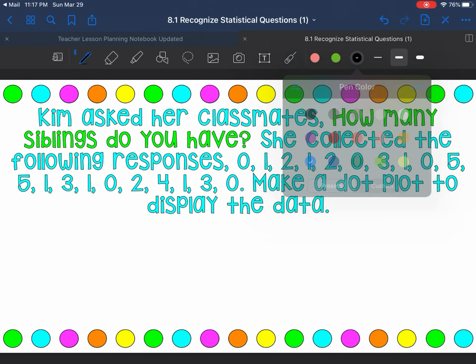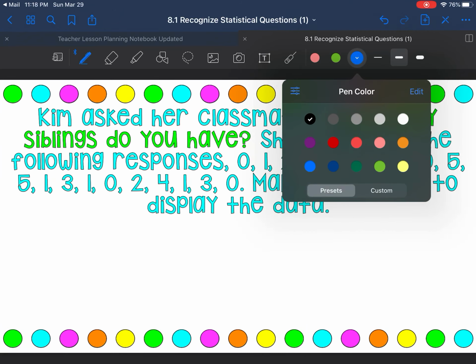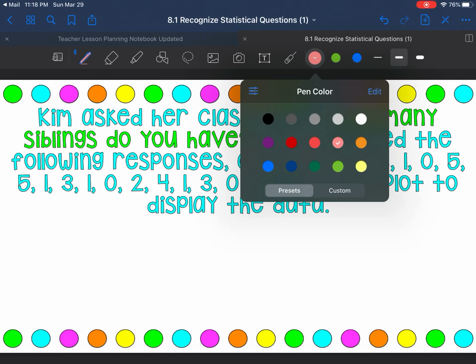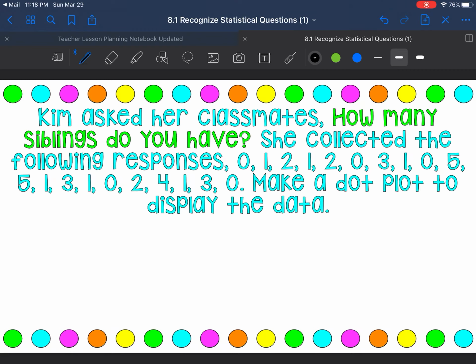Now, some of us may have forgotten how to make a dot plot. Guess what? It's easy. First thing you've got to do when you make your dot plot is draw a number line. This may not be the straightest number line. Please bear with me. Next, we need to figure out what we are dotting.